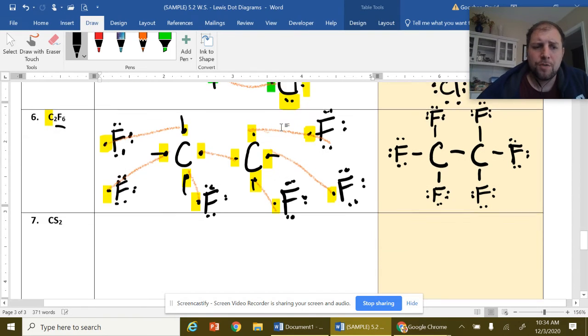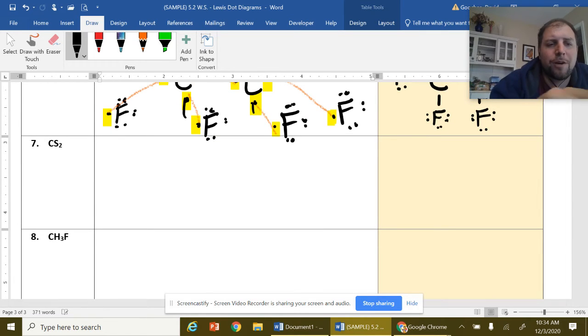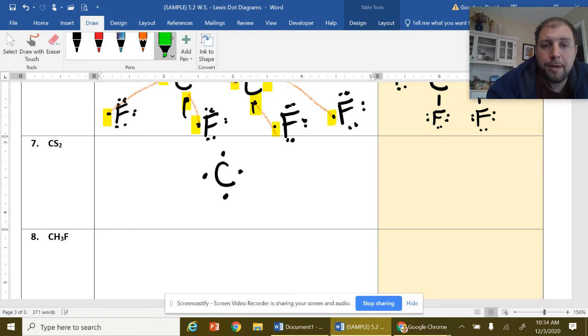Almost done. A few more. Let's chew these. All right, so here we go. Carbon disulfide. Okay, this is an easier one. We're going back to something a little easier. Okay, so carbon, always going to go in the middle because it forms the most bonds. It forms 4 bonds.